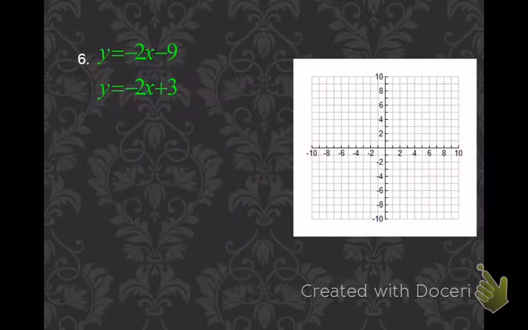All right, next guy. Equation should look like this. And so I'll give you a second to graph those. Stop the video, start it back up again, and see if you're right.